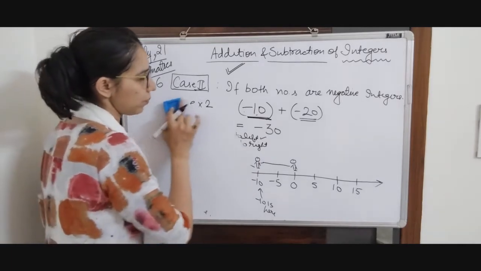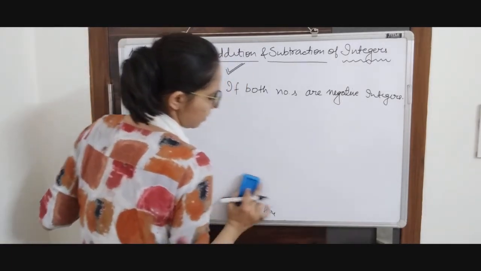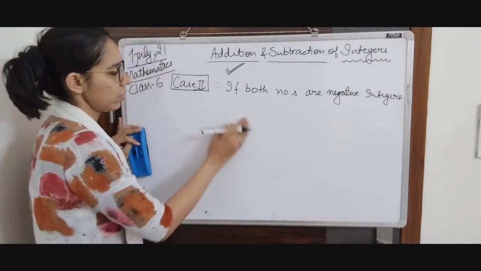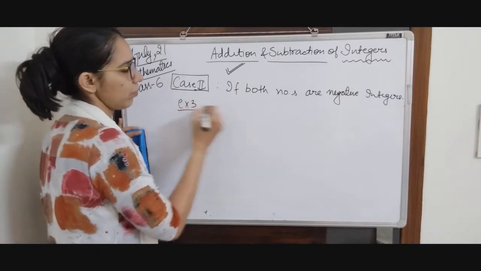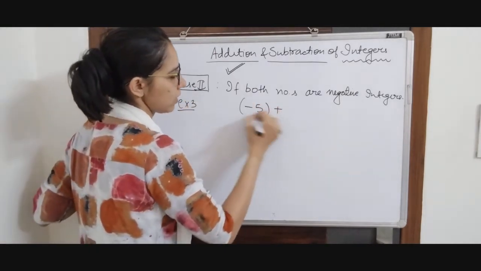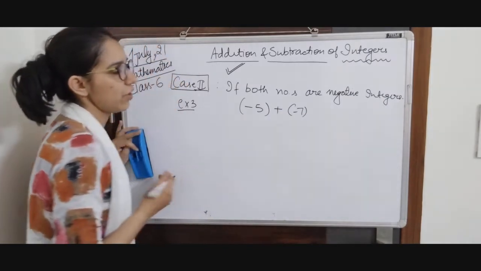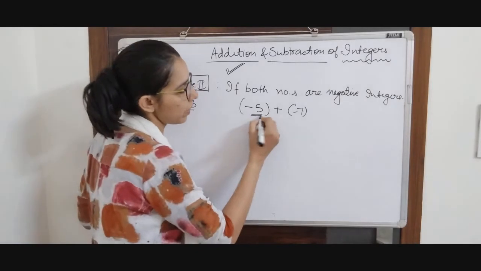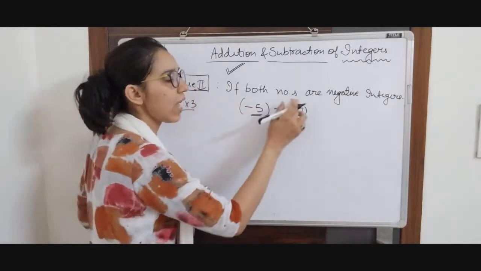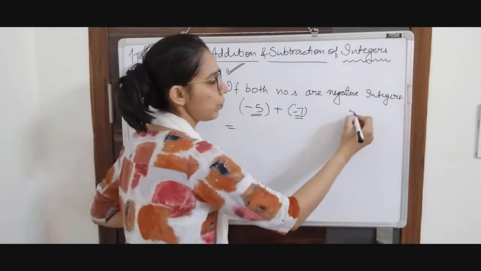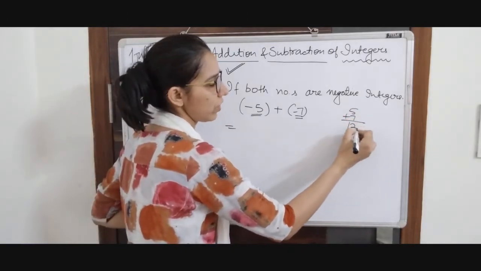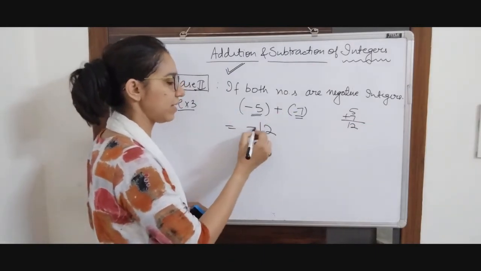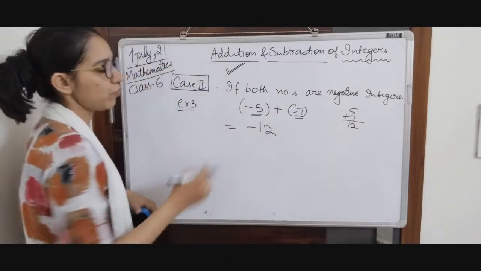We can do more examples. Suppose this is what we do when both numbers are negative integers. So example 3 is minus 5 plus minus 7. First we are going to apply the rule which says that if both numbers are negative integers, we will add them. 5 plus 7 is going to be 12. We will write 12, but we will keep the negative sign. So it is minus 12.